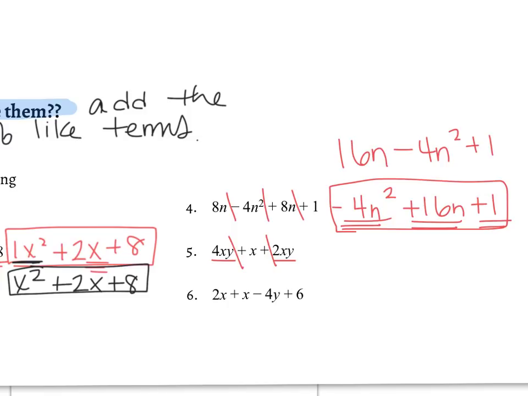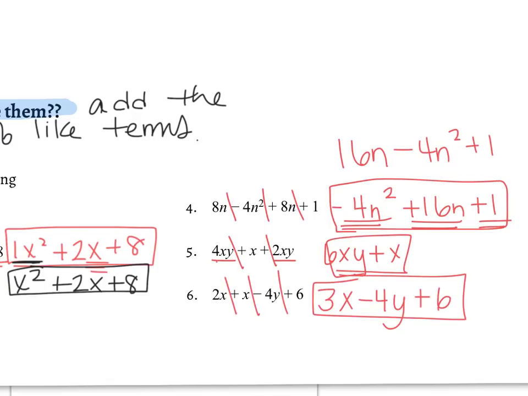I did want to mention about number 5, though. Notice 4xy and 2xy I underlined. I can add those together because they both have an x and a y. So 4xy and 2xy make 6xy plus x. Can I add x with 6xy? No, because this term here does not have a y. And then I went ahead and I put up the answer to number 6.